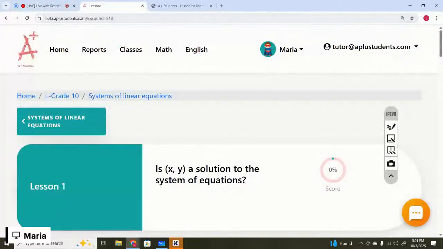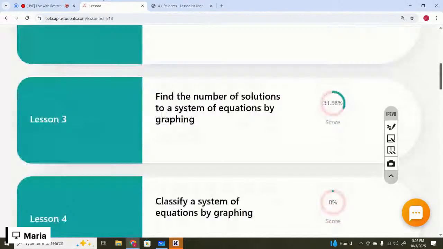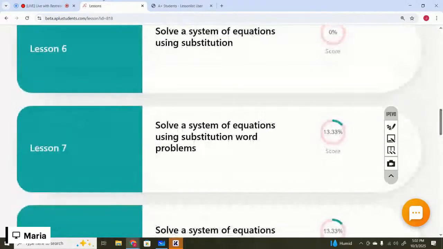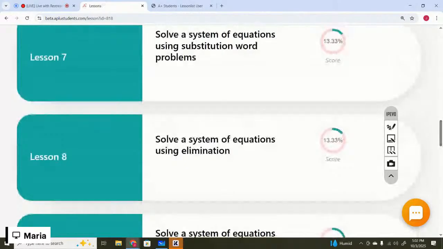We are here for grade 10 math. You can find all the lessons on aplustudents.com. You have to log in there using your email address and password as provided by the administrator. Then you have to select math from the subject tab. Scroll down to grade 10 math and then click on view all lessons. There you can find a list of the chapters.